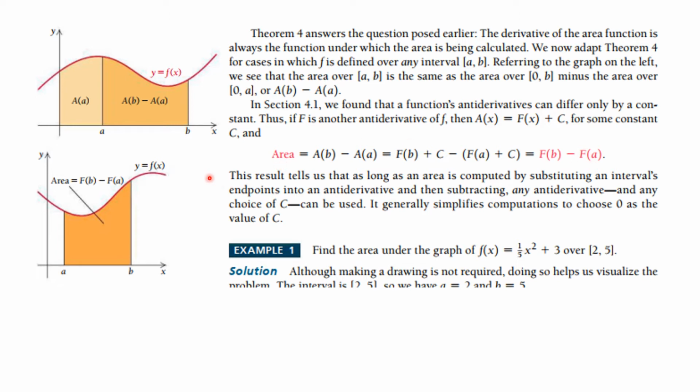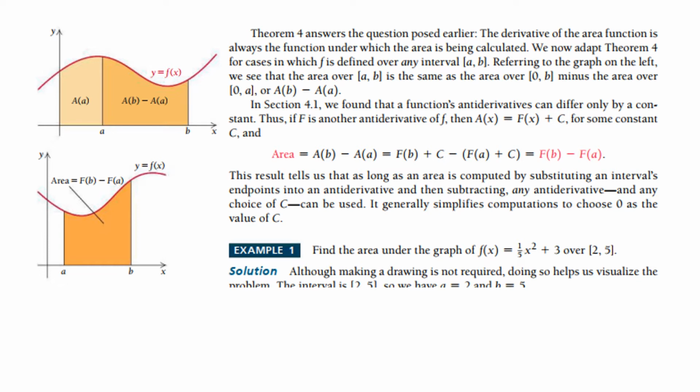So this result tells us that an area can be computed by substituting an interval's endpoints into any antiderivative and then subtracting, and any choice of c can be used. But it's the same c here as it is over here. And so you might as well simplify your computations and choose 0 as the value of c.